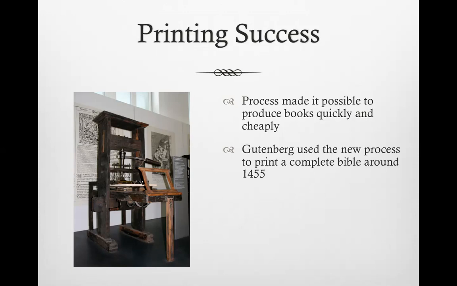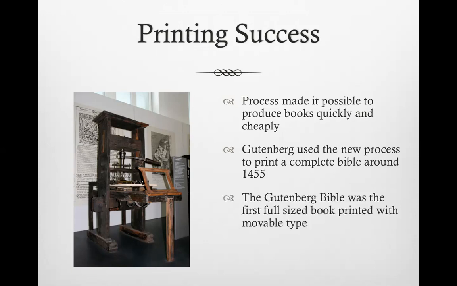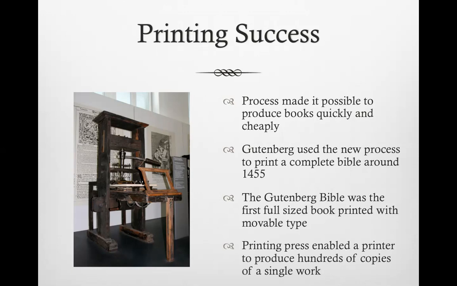Gutenberg used this new process to print a complete Bible around the year 1455, and that Bible became known as the Gutenberg Bible. It was the very first full-sized book ever printed with movable type printing. So the Gutenberg Bible has this claim to fame. It is a very important work because it is the first book, full book, that was ever printed using this new printing process. The printing press enabled a printer to produce hundreds of copies of a single work.